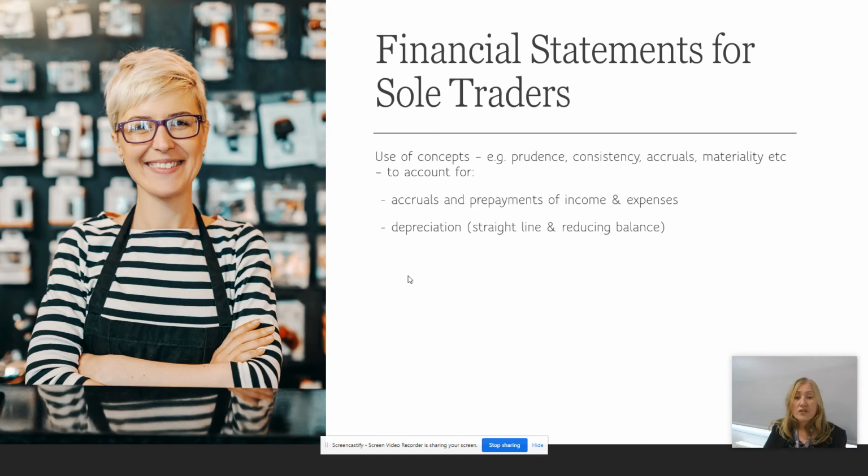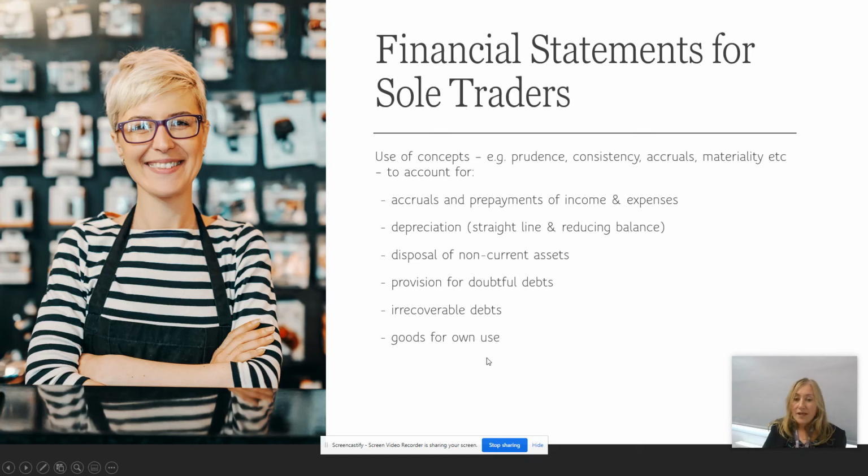We also need to be able to deal with accruals and prepayments, both income and expenses. You need to be able to deal with depreciation, straight line and reducing balance. You need to be able to deal with the disposal of non-current assets. So that could either be recording a loss or a profit on disposal in the income statement, or using that to draw up a T account for the disposal. Provision of doubtful debts. So you might be asked to create a provision, maintain a provision, and again, that could be recorded either on the face of the accounts or in T accounts.